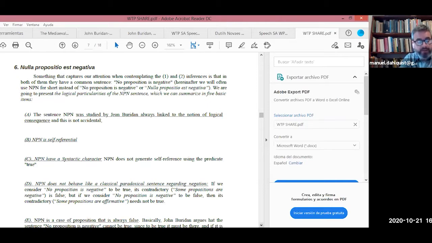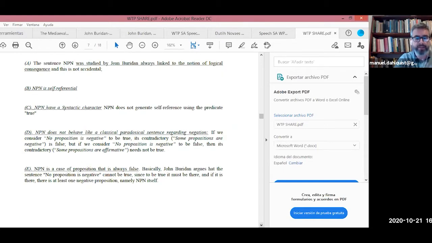D. NPN does not behave like a classical paradoxical sentence regarding negation. You can see in the slide why. E. NPN is a case of a proposition that is always false. Basically, Jean Buridan argued that the sentence no proposition is negative cannot be true, since to be true, it must be there. And if it is there, there is at least one negative proposition, namely NPN itself.